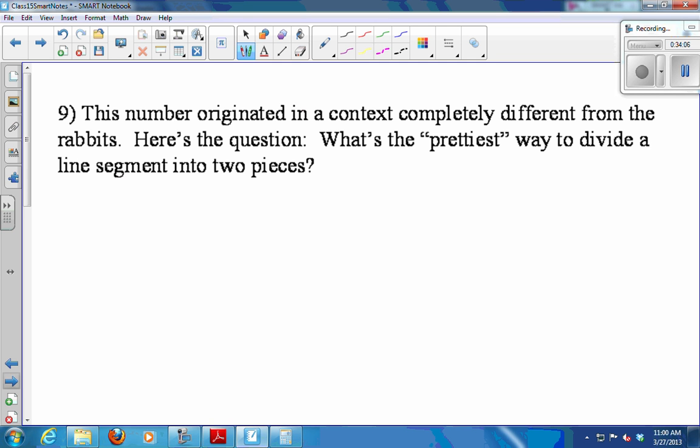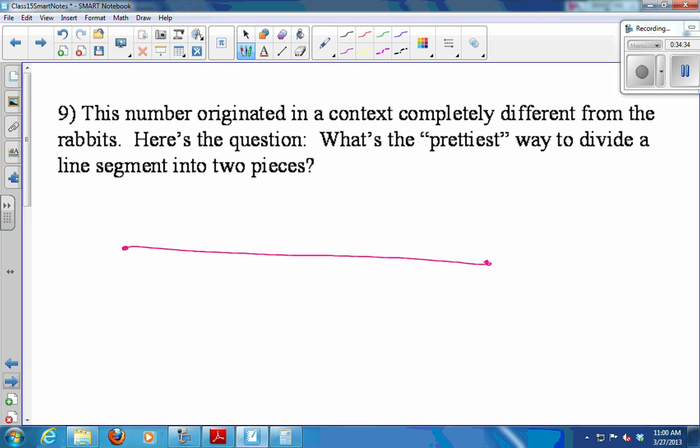So I've got a line segment, or a piece of string. I'm going to cut it so it makes 2 pieces. Where should I make the cut so that it looks as pretty as possible? Why is it that number? That seems kind of a random number to decide if we were just having this conversation, right?